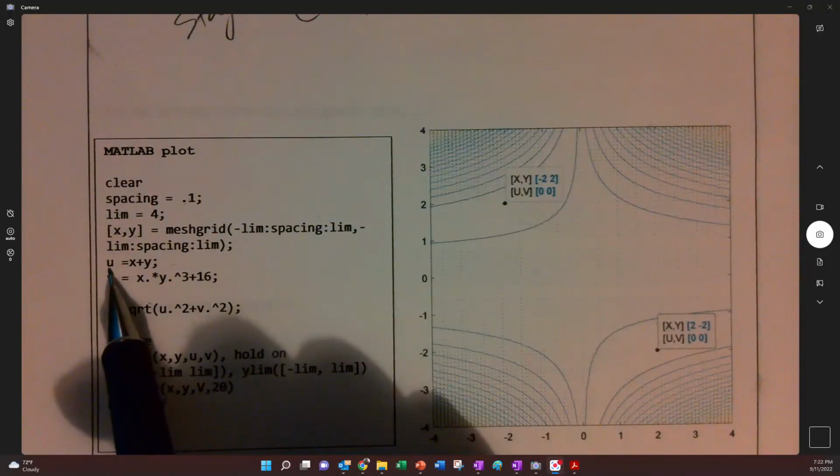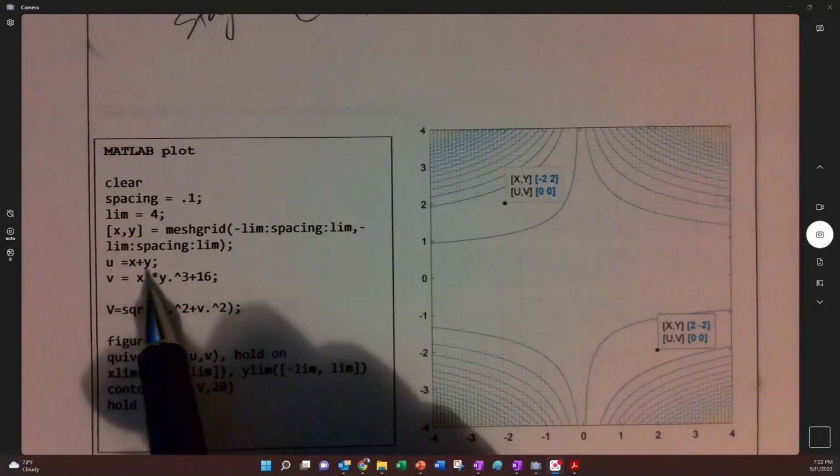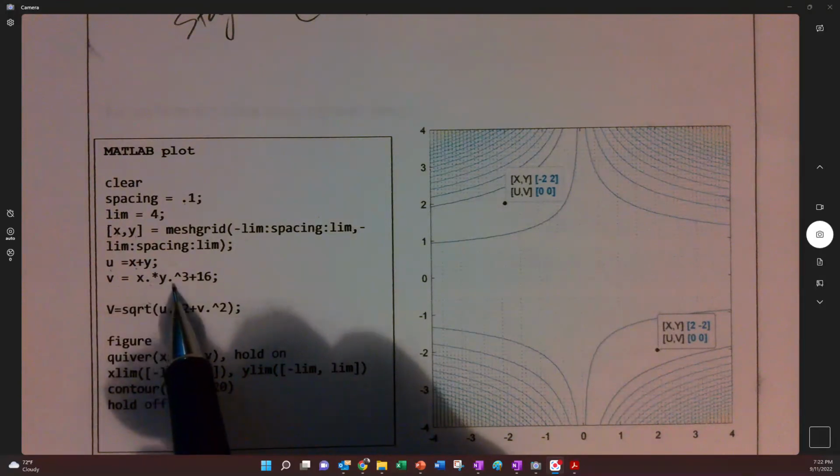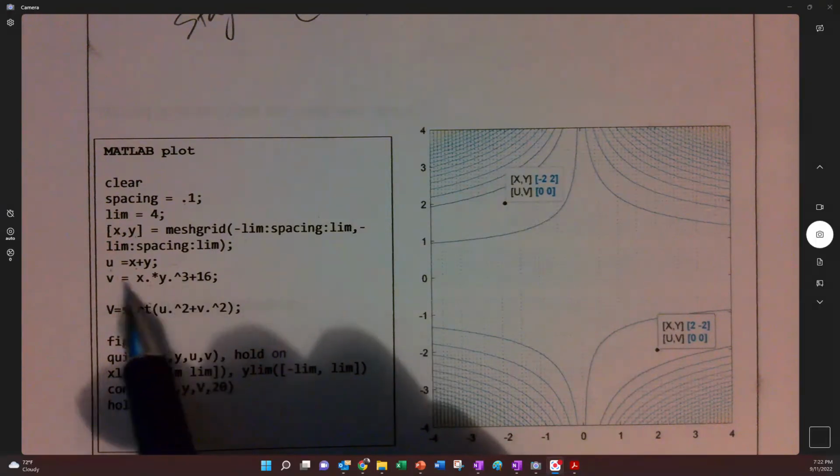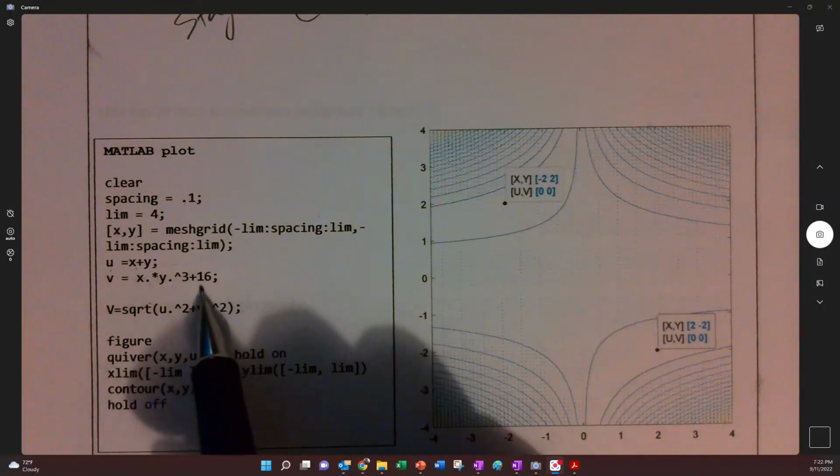Then I found u's and v's by taking the respective x's and y's. And, of course, in order to do the v, I had to use a dot times and a dot to the cube. What that does is operate on the individual elements themselves, not the matrix operations, and then plus 16.